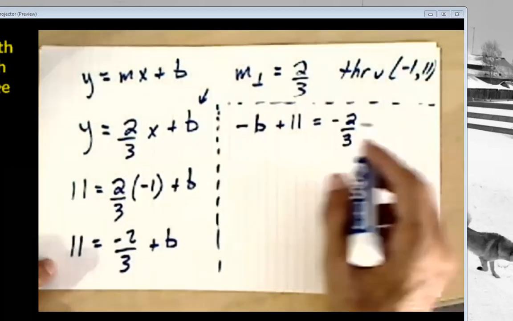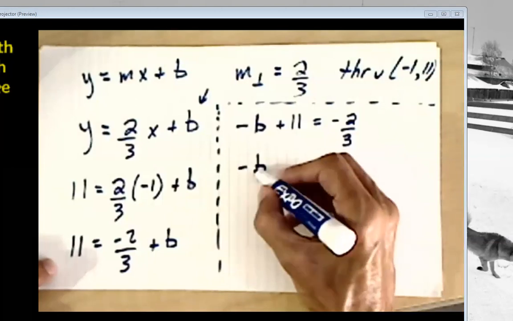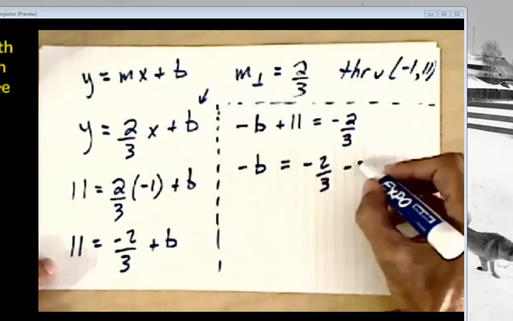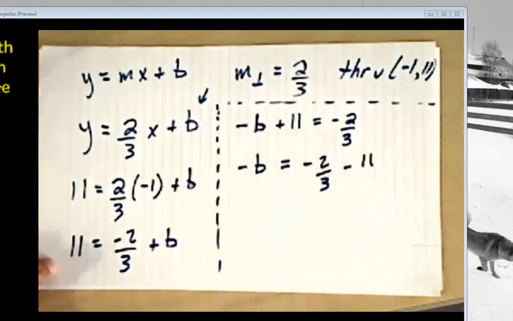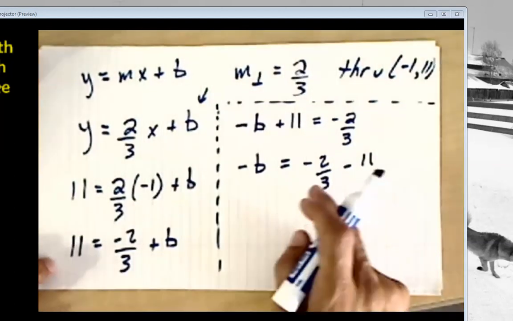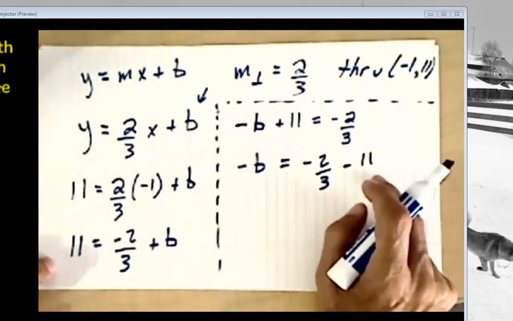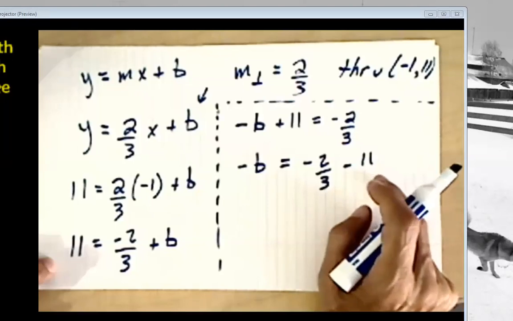Oh, and then 11 to the other side. Okay, well, you can do it in one step, you can do it in two steps. That's okay. So 2 over 3 like that, and then minus 11 like that. No, these aren't multiplied. These are like minus 2 over 3 subtract 11. So they're not multiplied for this. Okay. For b minus 13.